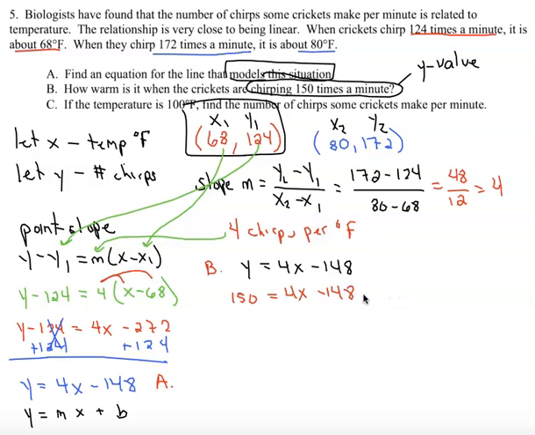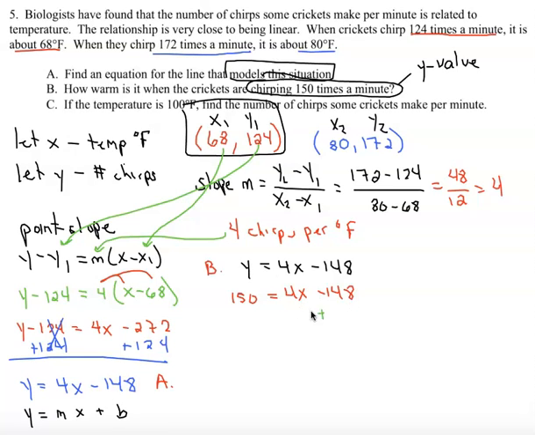So once you've established this equation, there's only two things I'm going to be able to give you here. I'm going to give you the y value, or I'm going to give you the x value. Which one is it? Just look at the words that they're saying. 150 chirps. Okay, go back to my let x equal, let y equal. x is temperature, y is chirps. So they're giving me the y value. So take that 150 and substitute in for y and solve.